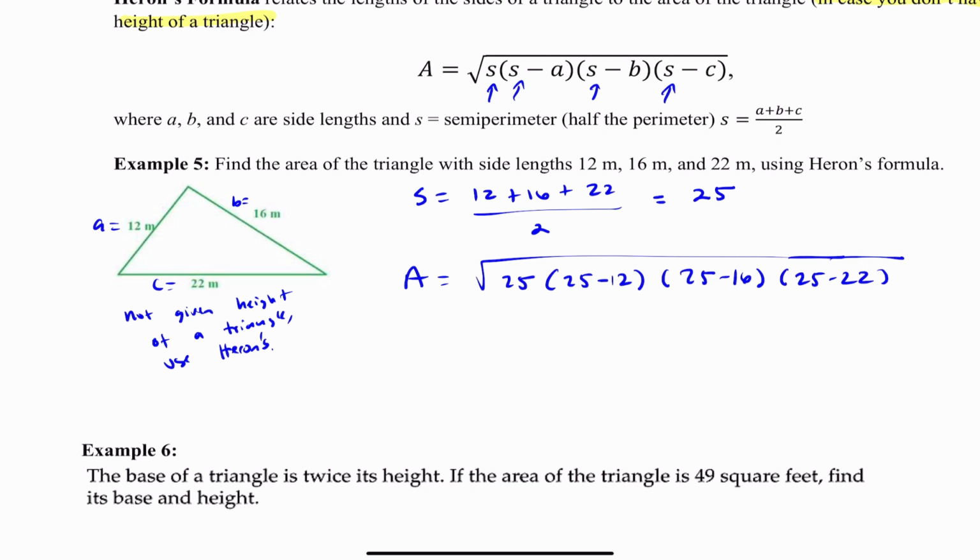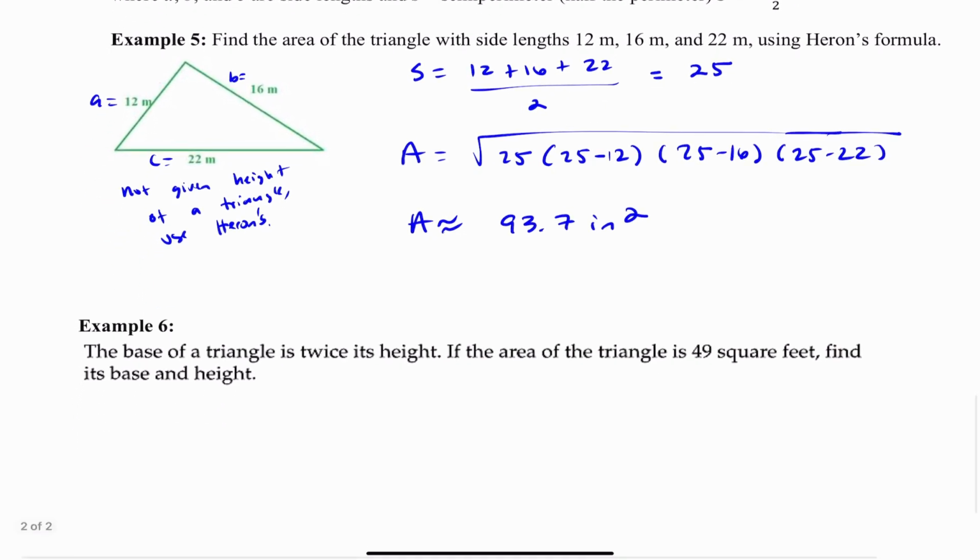And that should be approximately 93.7 inches squared. And y'all, if you have a very, very large square root, I don't want you to simplify the radical unless it tells you to give the exact answer. But an approximate would be fine and a lot easier, okay?